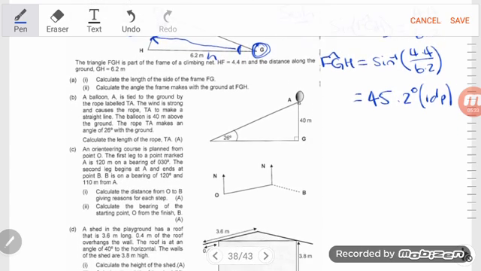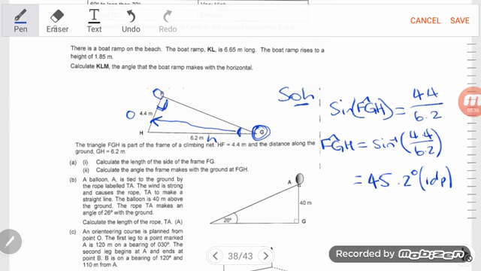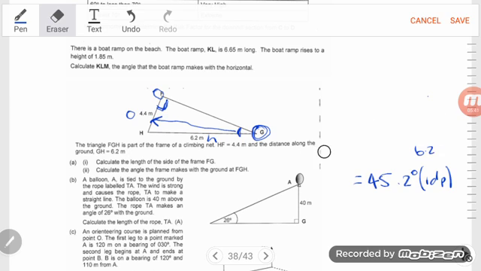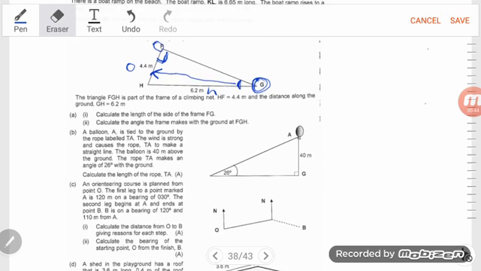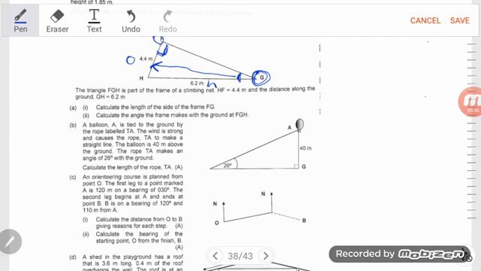Part 2, we are going on to some balloons here. So let's just eradicate this. Balloon A is tied to the ground by the rope labelled TA. The wind is strong and causes the rope TA to make a straight line. The balloon is 40 metres above the ground. The rope TA makes an angle of 26 degrees with the ground. Calculate the length of the rope TA. Okay, so they want the length of the rope.